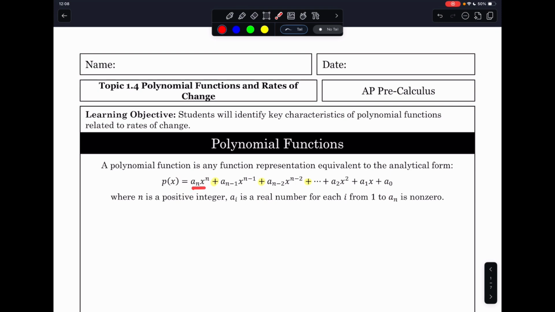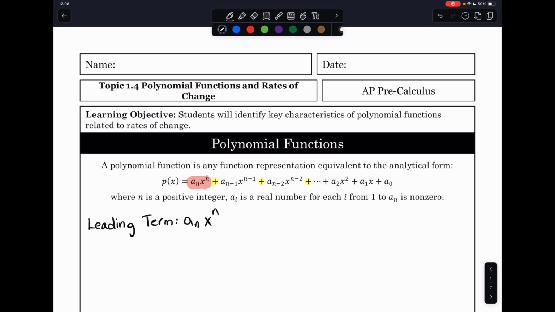Now, of all of these terms, the most important of all of the terms is this first one right here. This one right here in red. The reason that this term is so important is because this term is going to have the highest exponent of all of them. And this red term that I've highlighted is referred to as the leading term. So a sub n times x to the n power is referred to as the leading term.